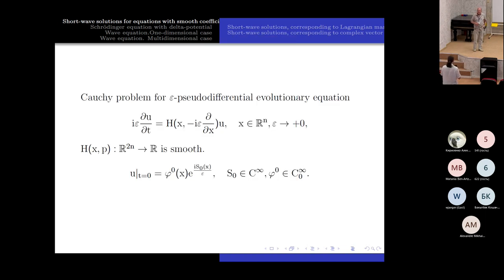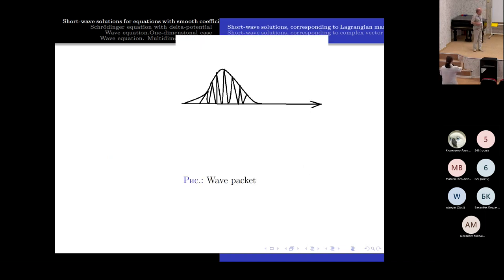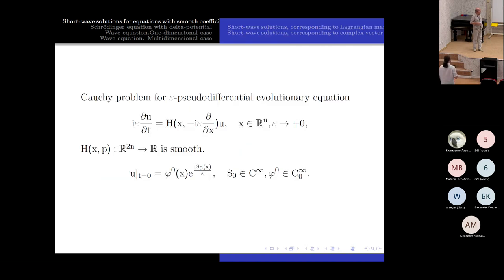You claimed that the complex case is a squeezed case. Yes. Can you explain it better? Because if S naught is complex valued, the function is localized in a small vicinity of a surface of positive codimension. So the uncertainty of position diminishes, in contrast to the real case, where it is constant when epsilon vanishes. In the complex case, it diminishes. Yes, thank you.